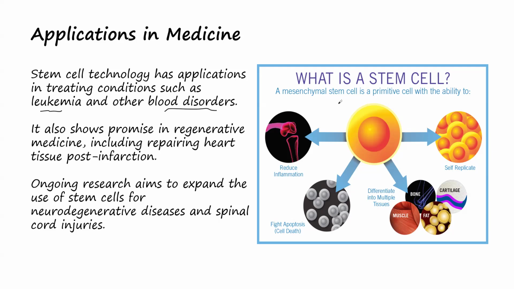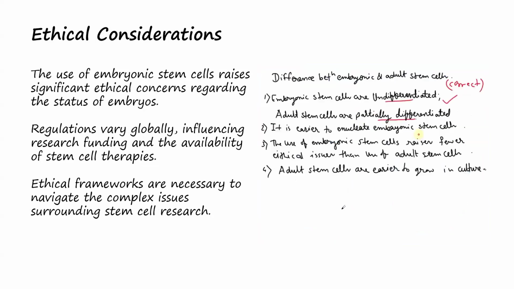Of course, a mesenchymal stem cell is a primitive cell with the ability. So what are the mesenchymal stem cells and what do they do? They have the ability to reduce inflammation. They have the ability for self-renewal, so they can renew themselves to produce more of itself. Then they can also differentiate into multiple tissues like bone. Mesenchymal stem cells can differentiate into bones, cartilage, fats, and muscles. Then fight apoptosis. So this is actually some of the application of mesenchymal stem cells.